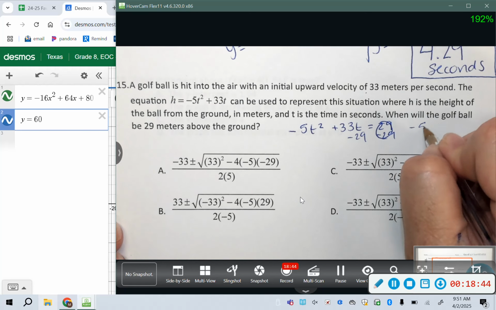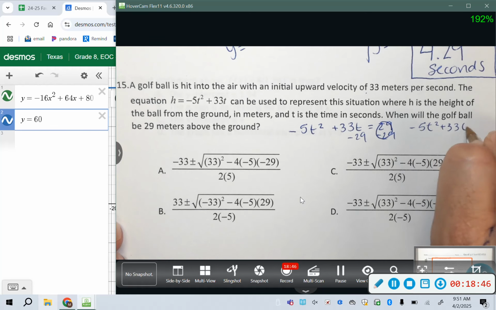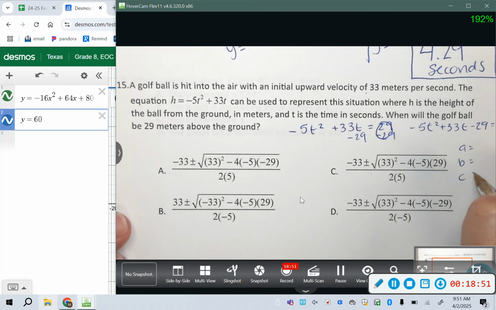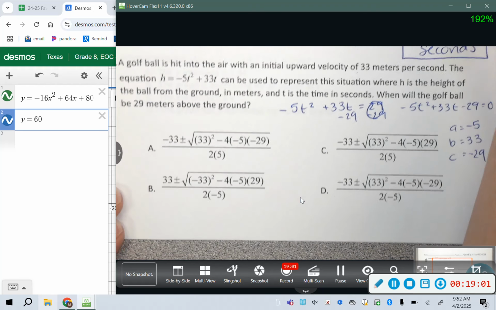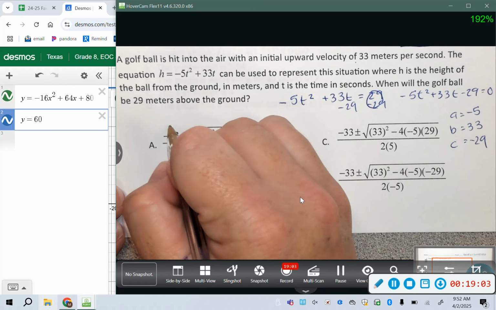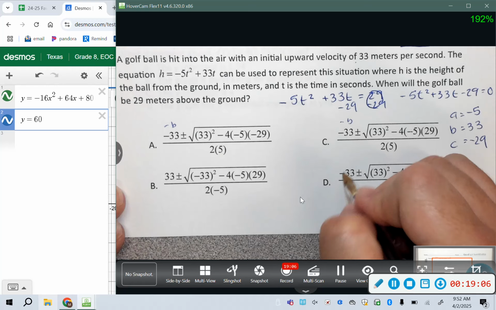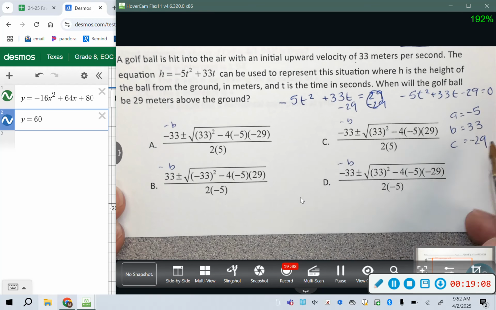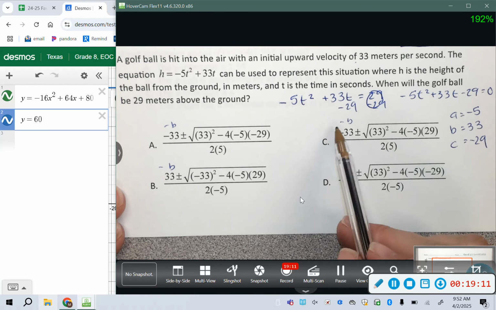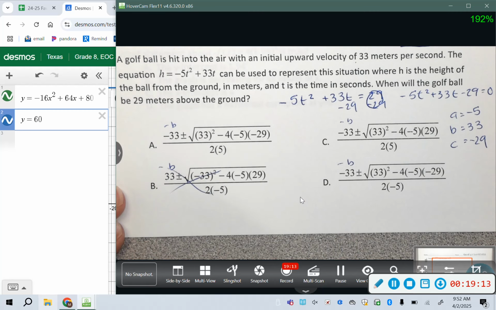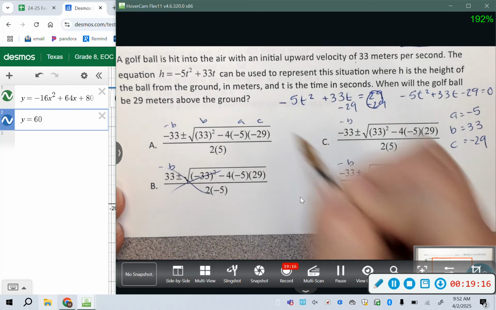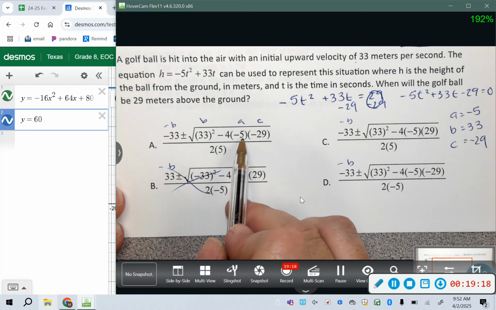So I know negative 5t squared plus 33t minus 29 equals 0. And I'm going to find my a, b, c. So a is negative 5, b is 33, and c is negative 29. And I'm going to plug it in myself, or I could even look. So remember, this is negative b, and we have positive 33, so I know it's going to be negative 33. So this is wrong. And remember, we go B, A, C. So B is 33, A is negative 5, C is negative 29.